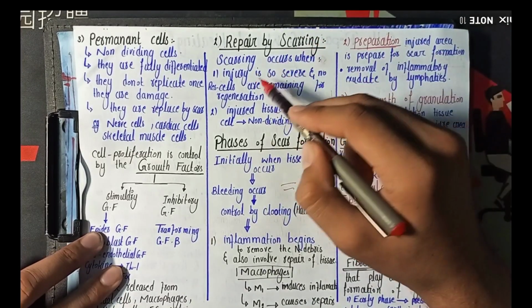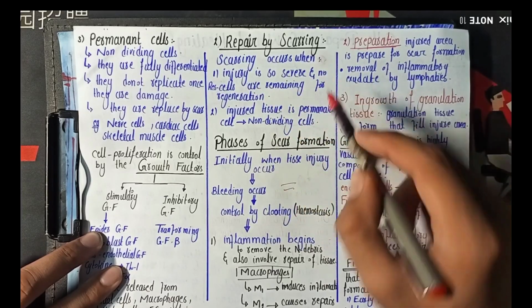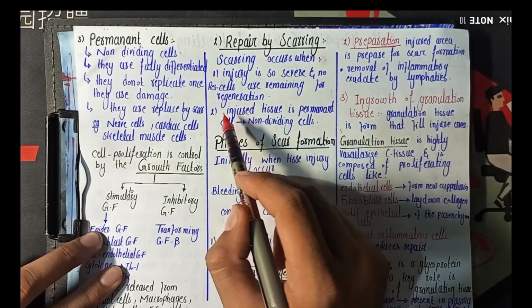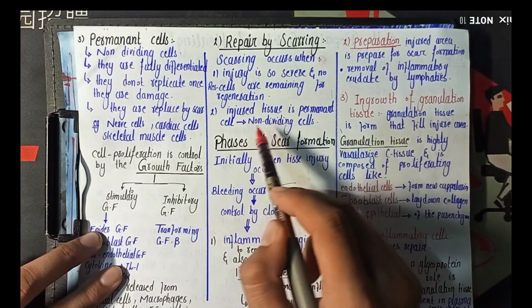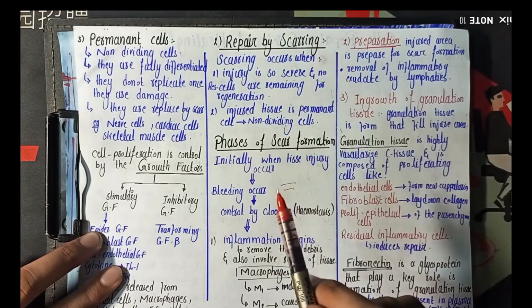So the scarring occurs when the injury is more severe in nature and there are no residual cells remaining for the regeneration. Or the scarring occurs when the injured tissue is permanent in nature and there are no dividing cells. Then the damaged tissue is replaced by the scar.